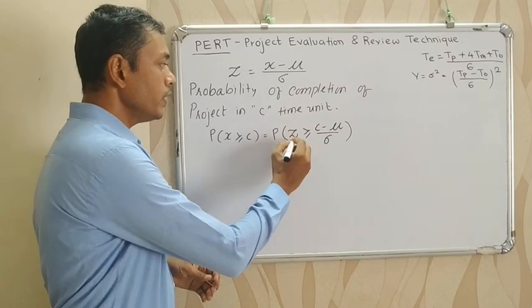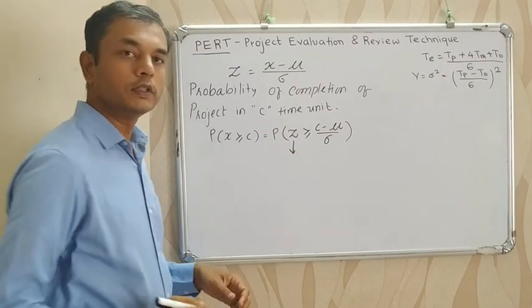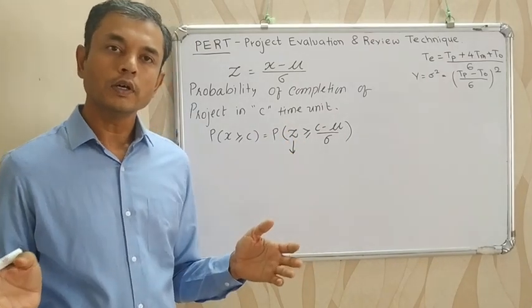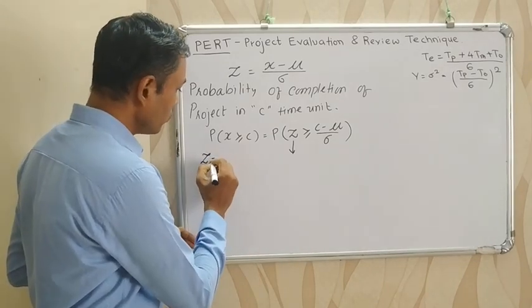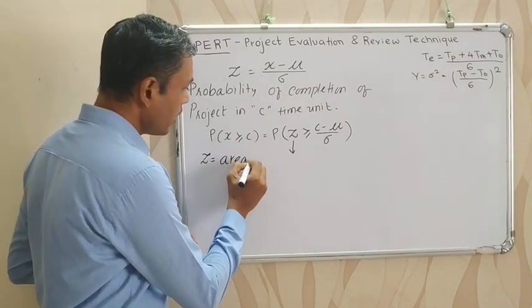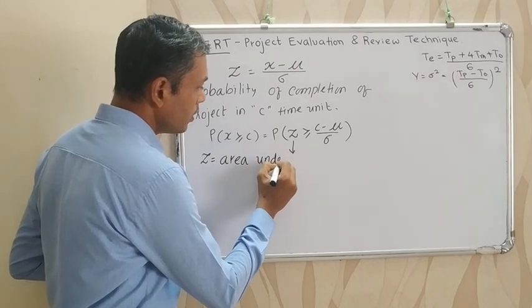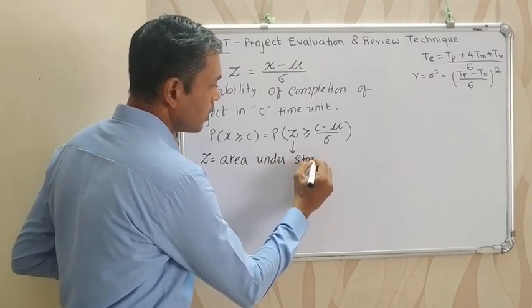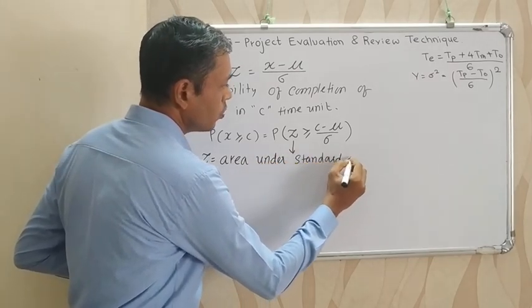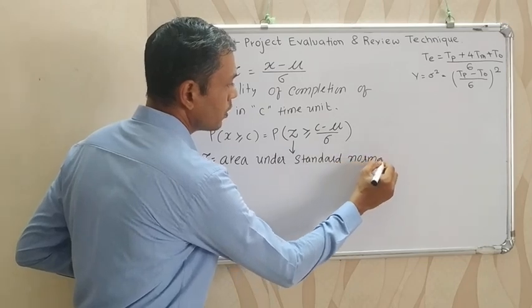So what value we get for the z, that we will check in standard normal distribution table. Z is equal to area under standard normal distribution curve.